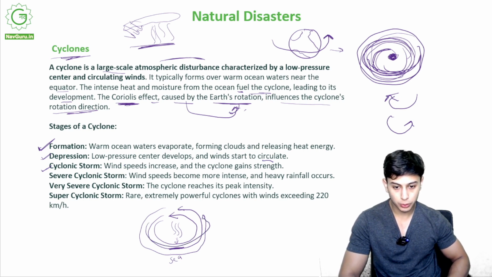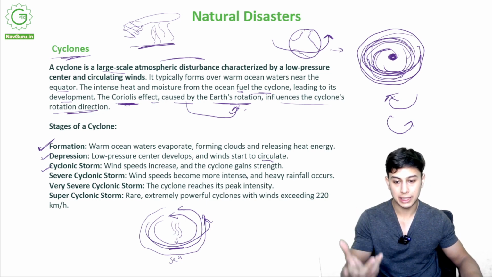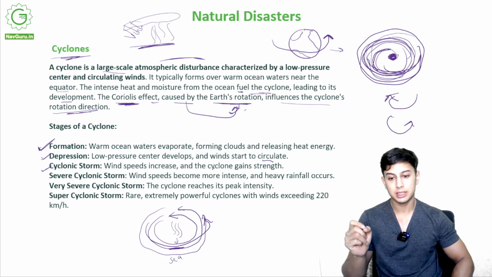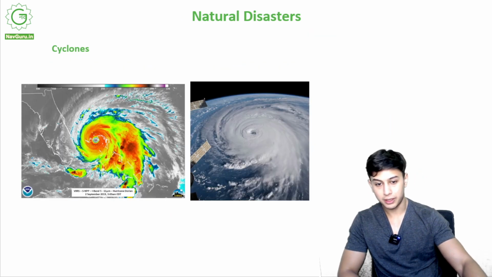This wind that was blowing, it increases. Okay, and the cyclone gains strength. Now as more and more wind catches the cyclone, with more and more speed of the winds, this will lead to a cyclonic storm. The cyclone becomes more powerful. Okay, I will show you how powerful it can get.